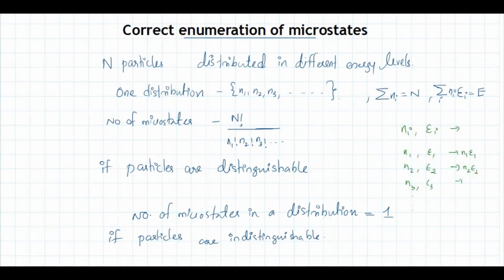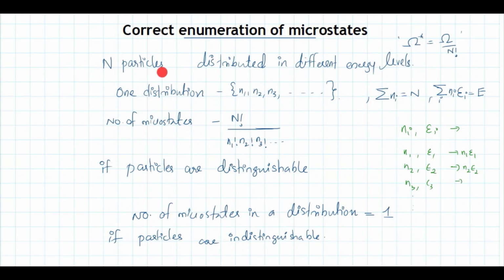Now we'll discuss what is the method of correct enumeration of microstates. We have already seen that if we correct the microstates by dividing with an n factorial, then we can solve all the problems associated with the entropy relation. So what is the physics behind this division by a factor of n factorial?